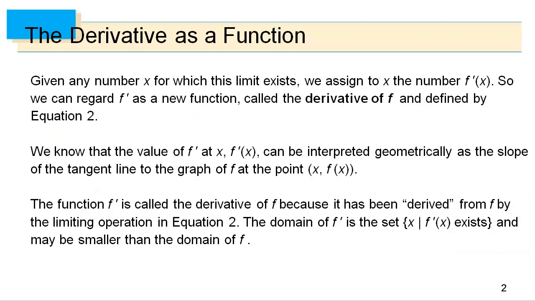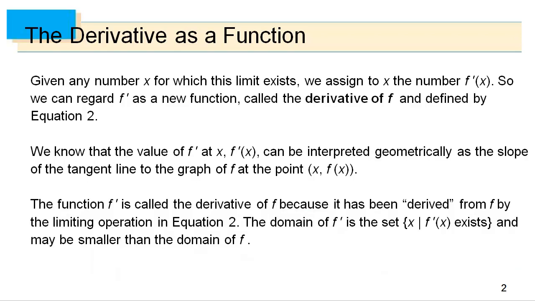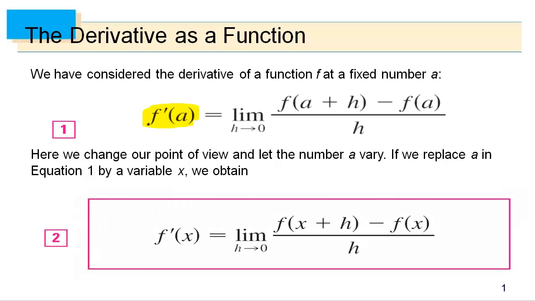Okay, so given any number x for which this limit exists, we can assign to x the number f prime of x. So we can regard f prime as a new function. We can call it the derivative of f, and we can define it by this equation. We know that the value of f prime at x can be interpreted geometrically as the slope of the tangent line to the graph at that point. And thus the function f prime is called the derivative of f because it's been derived from f by the limiting operation in this definition.